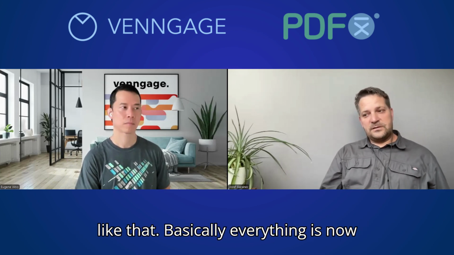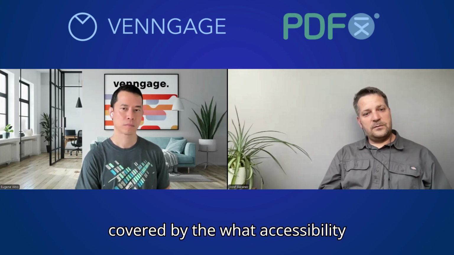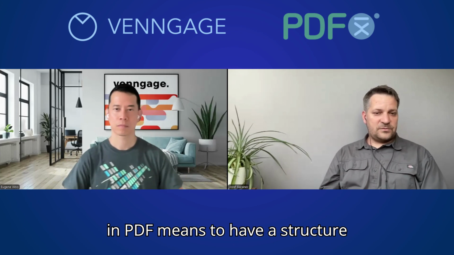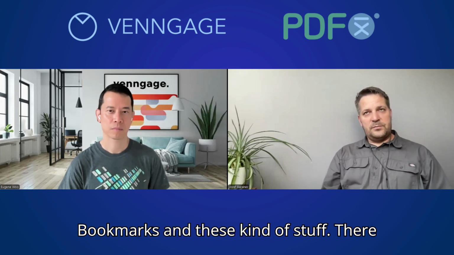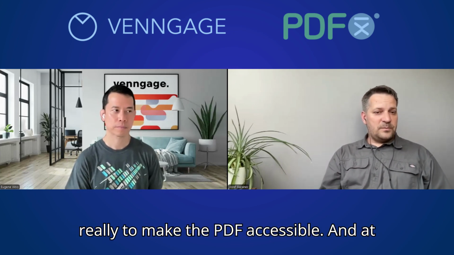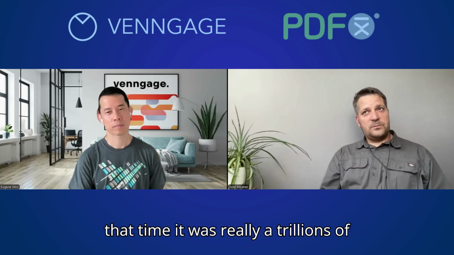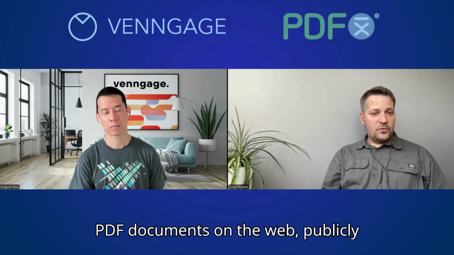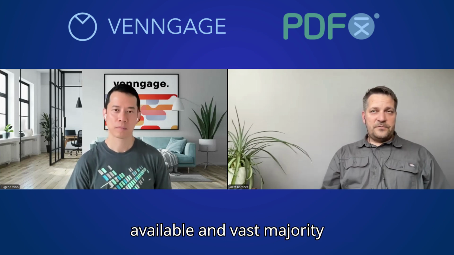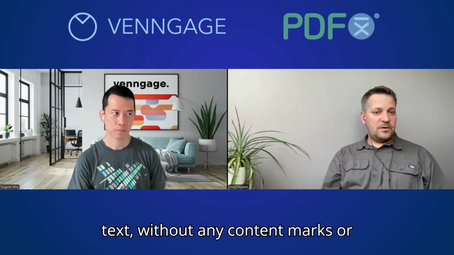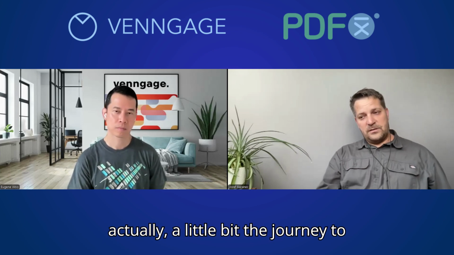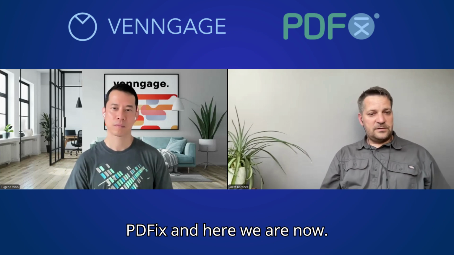Basically, everything is now covered by what accessibility in PDF means, to have a structure, except for other stuff that is necessary to be done, like fonts, bookmarks and this kind of stuff. There are a lot of things that must be in the PDF in order to make them accessible. But that was the key thing to make the PDF accessible. And at that time, there were really trillions of PDF documents on the web, publicly available, and the vast majority of them were already produced without tags, without any content marks or anything like that. So that was a little bit the journey to PDFix, and here we are now.